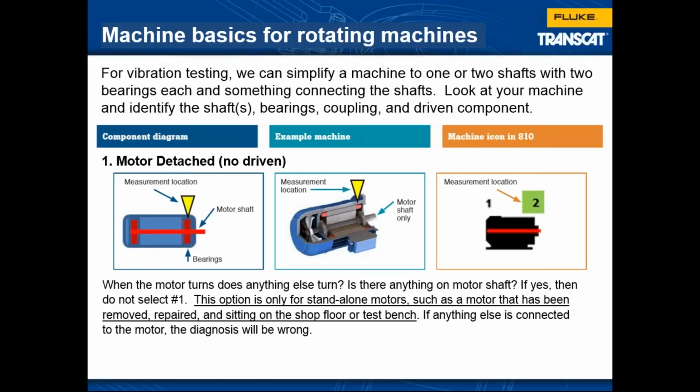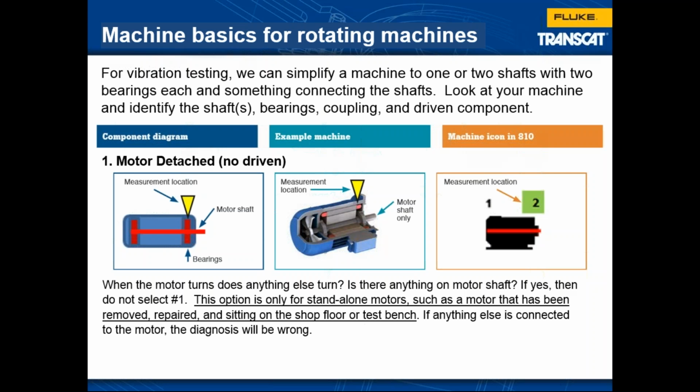So when we look at a machine, there's really only 5 or 6 differences. One is a motor by itself, and here you can see an example, on the left, of a cutaway drawing of a motor pump. In the middle is a 3D image of a motor standalone, and then over on the right is how we would take the vibration measurements with a vibration tester. So one type of basic machine would be a motor standalone.